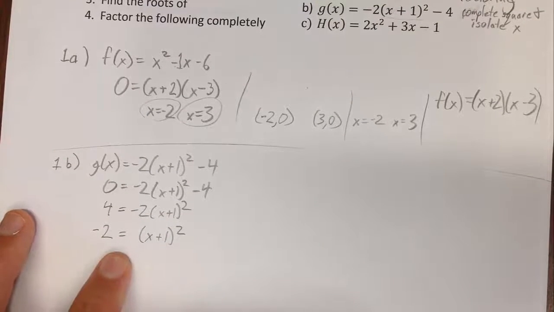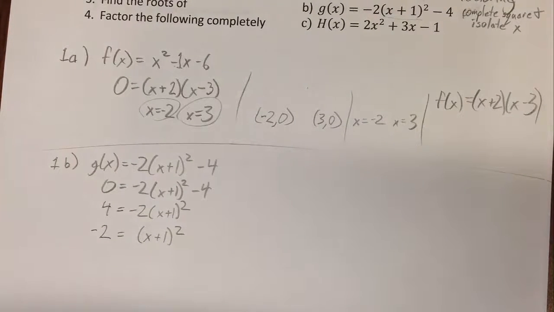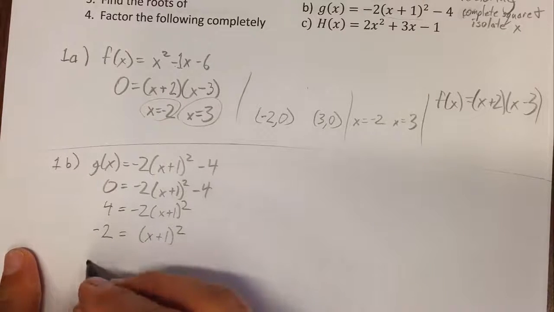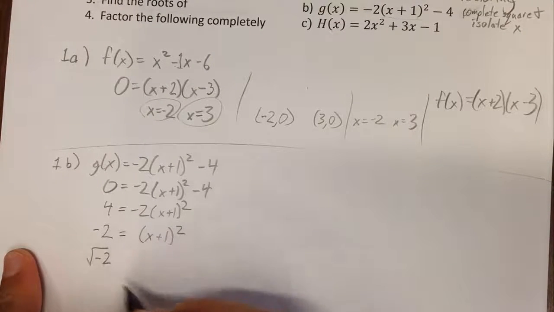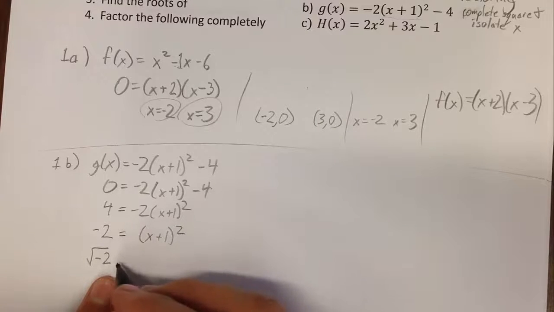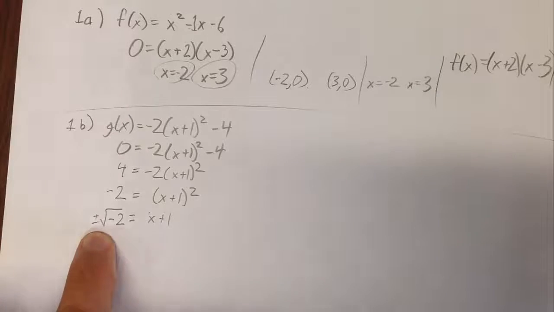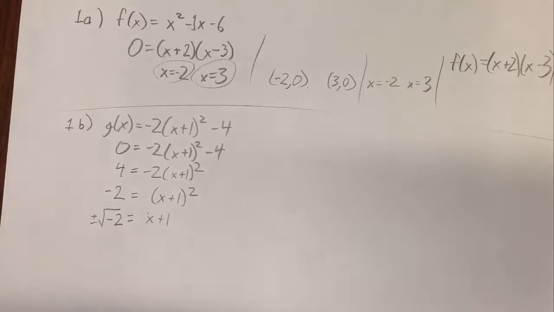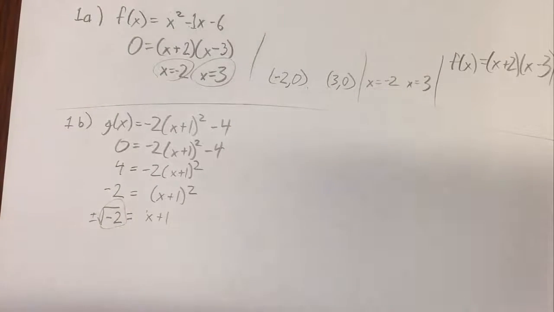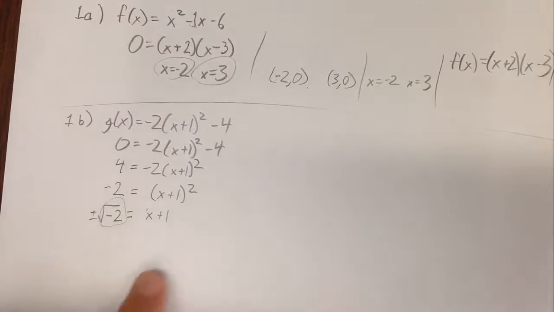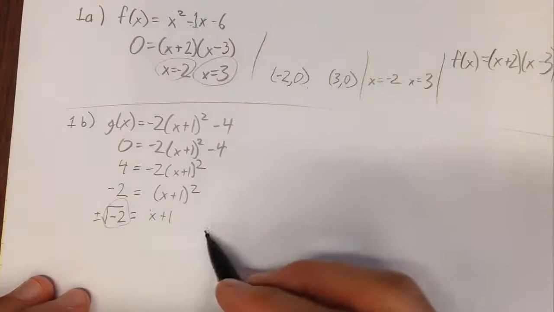Now I'm going to take the square root of both sides. Square root of negative 2 equals x plus 1. The plus or minus goes outside, and you might say, I'd really like that inside negative to somehow work with that outside negative. Well, it doesn't. Sorry. The square root of negative 2 is not a real number. That's an imaginary number. What does that mean? That means you have no real solutions.